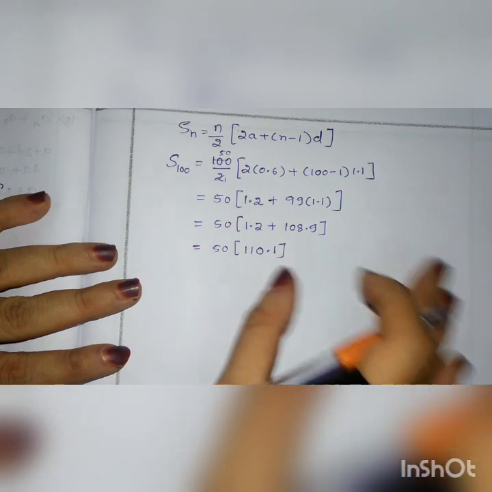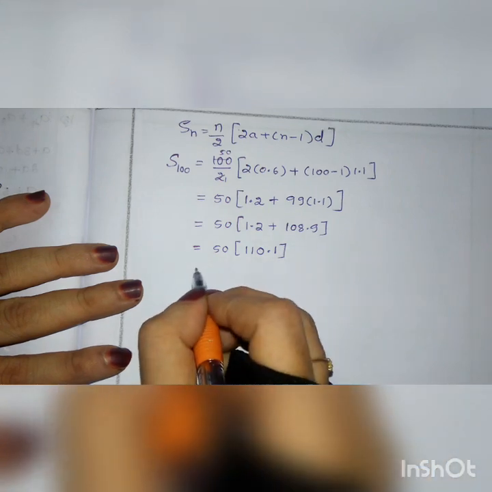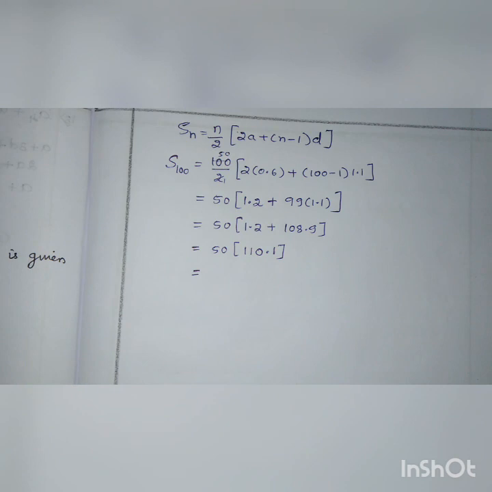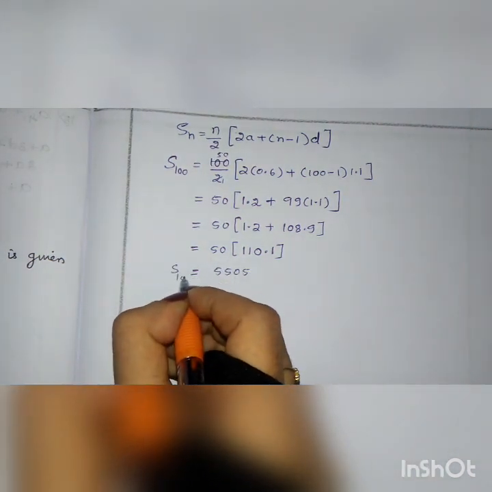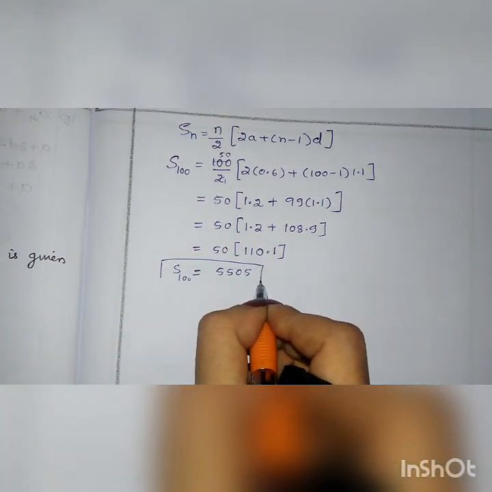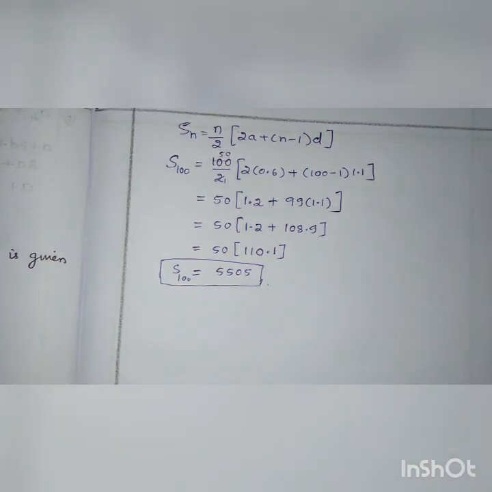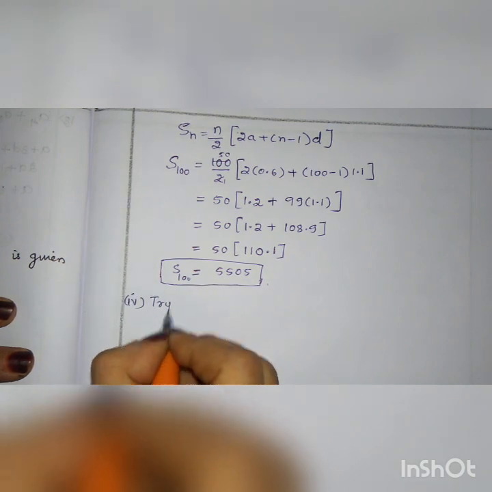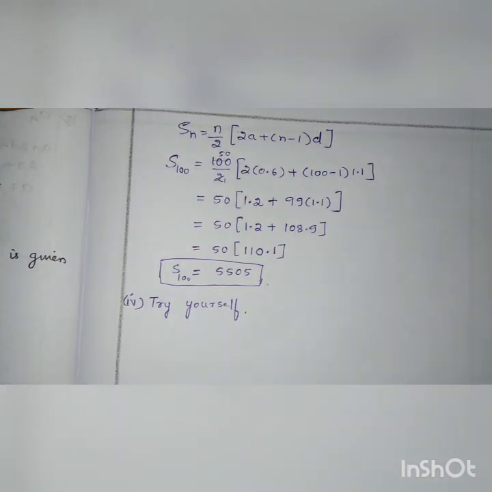so I can't do it here. I have already done it before the video, so I'm writing it now. So 50 into 110.1 is nothing but 5505. This is your S 100. This is about the third problem. Fourth one, try yourself. It's very easy, same method. Fourth one you have to try yourself.